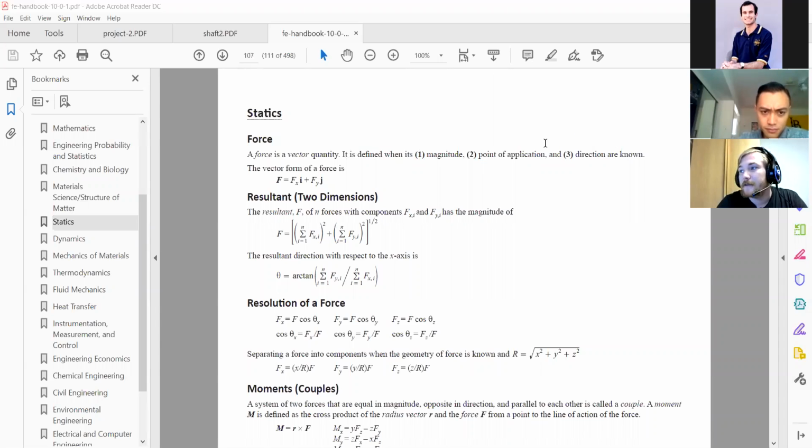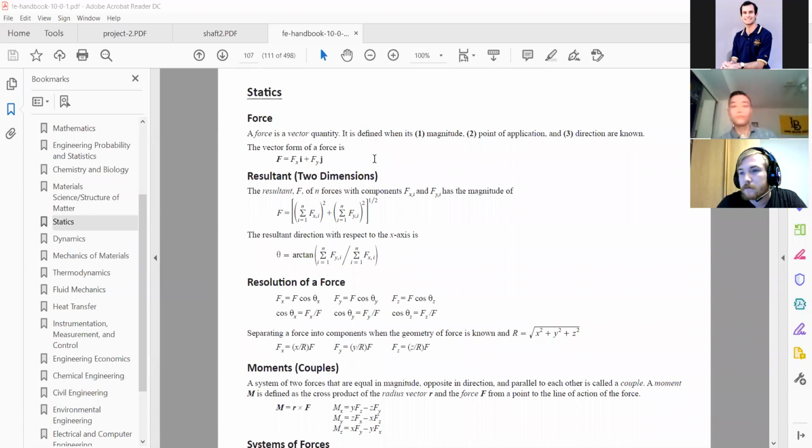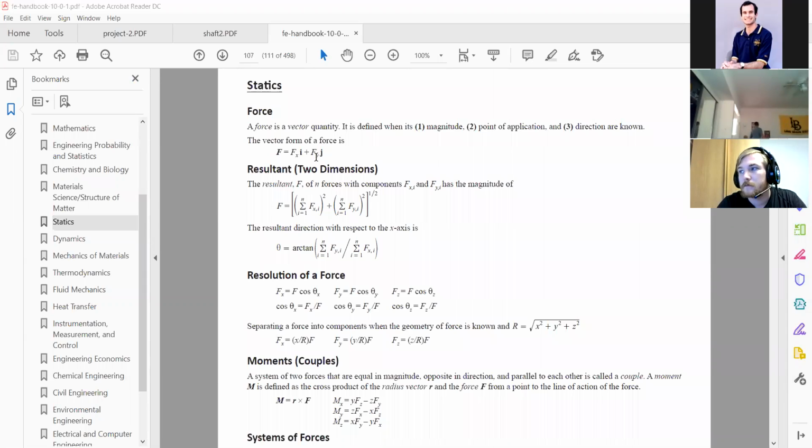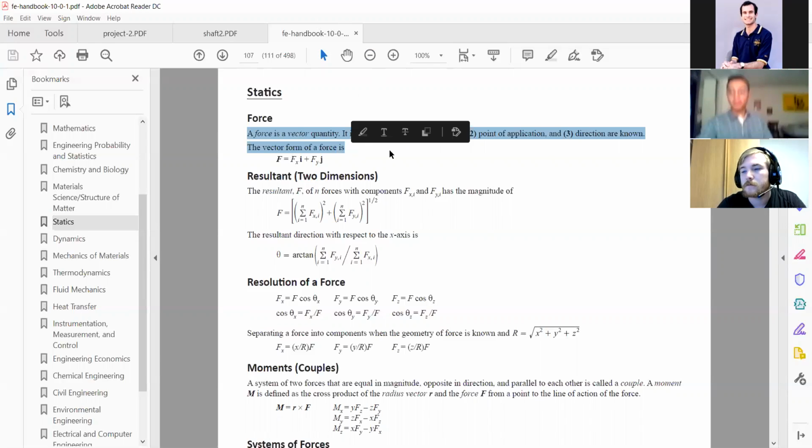So statics, right? This is the study of objects that technically don't move, hence the name statics. We deal a lot with forces, summing of forces, but in this regard, the sum of the forces is equal to 0, meaning no motion.